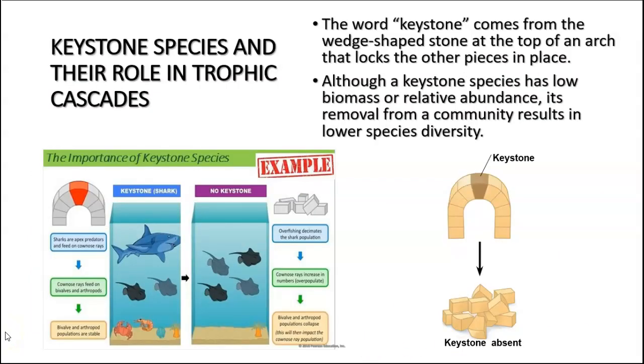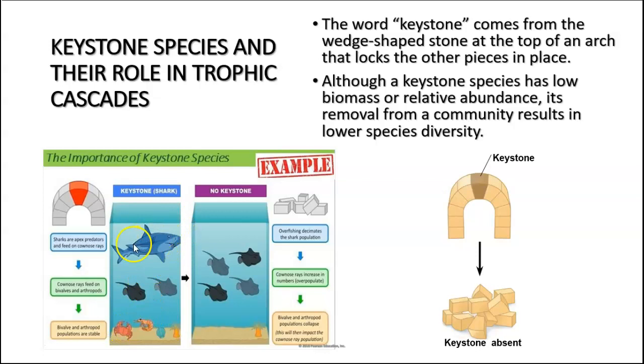The species that has the greatest effect on the trophic cascade is what we call a keystone species. Keystone species are usually top predators. They may not always be, but sometimes they are. They may not be super abundant, but when you remove them from the community, it results in much less species diversity. So here's an example of a keystone species. The sharks in this ecosystem are apex predators. They feed on these cownose rays, and the cownose rays feed on various bivalves like clams and shrimp and crab, things like that.